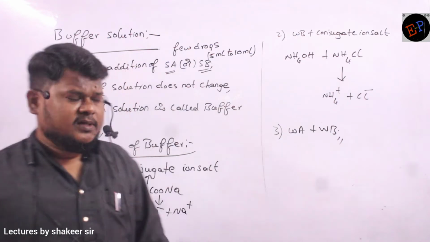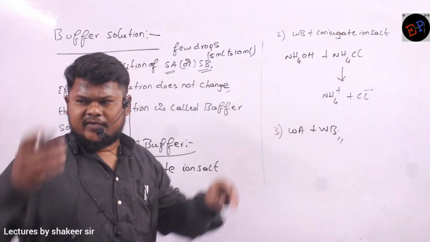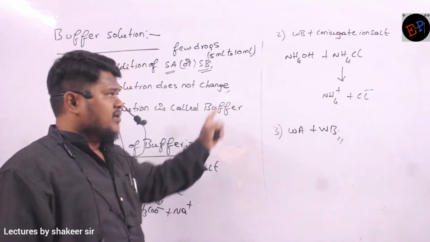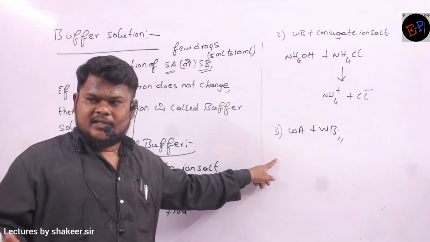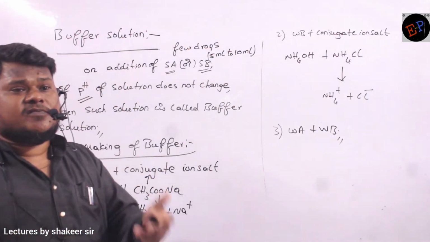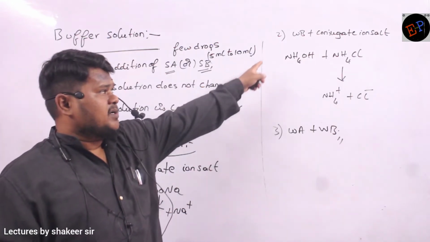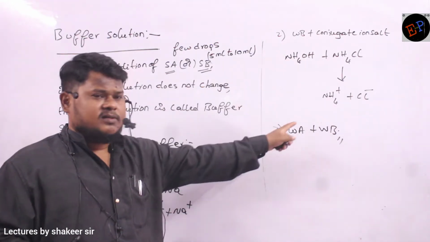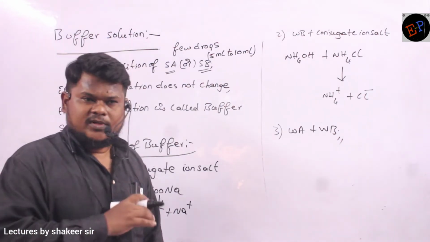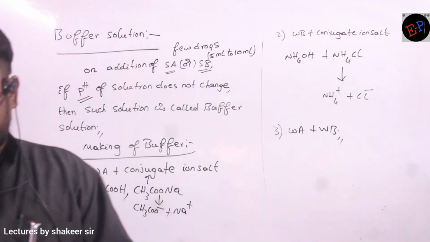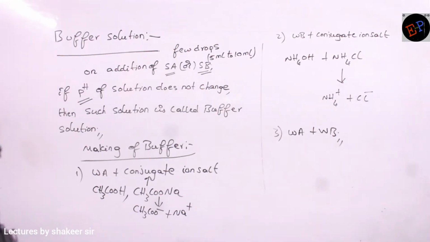Are you able to understand? So whenever a question is given, you have to identify which of these three conditions is given. The question is: it is made up of which kind of solution? Is it a weak acid and its conjugate ion, or a weak base and its conjugate ion, or a weak acid and a weak base? First, you have to test this. Are you able to understand? So a buffer solution is made up of these three types.